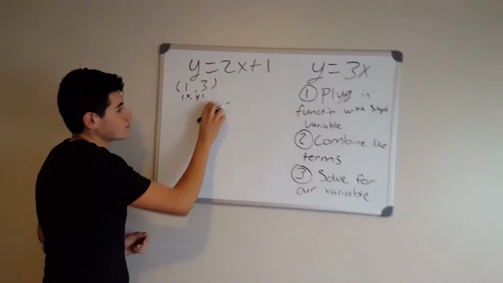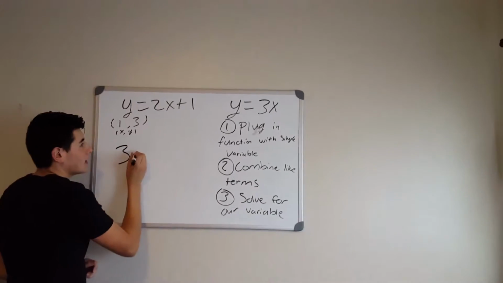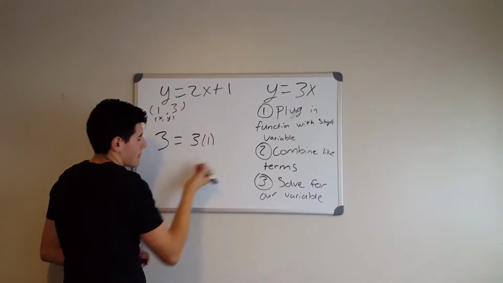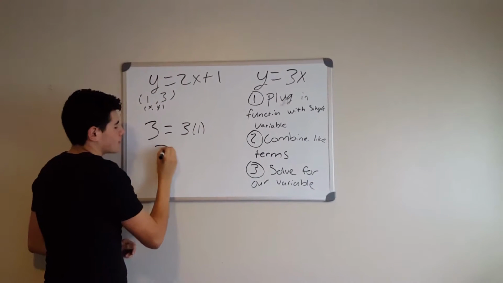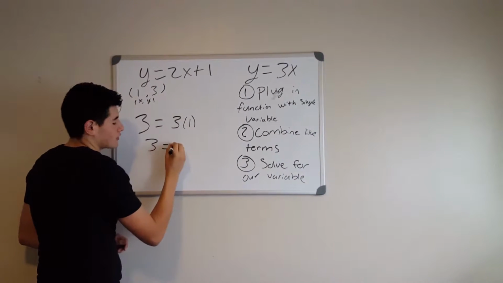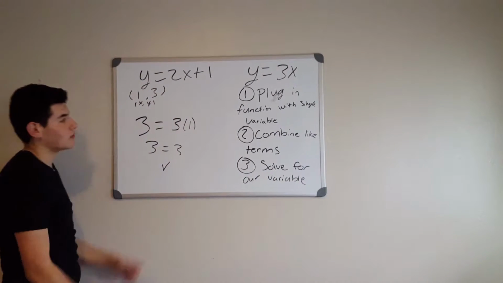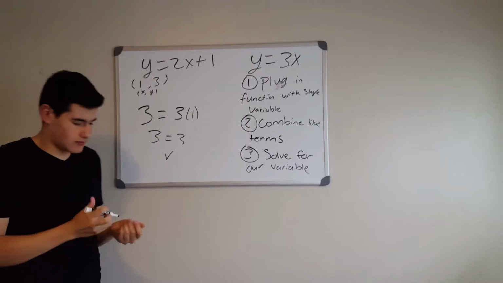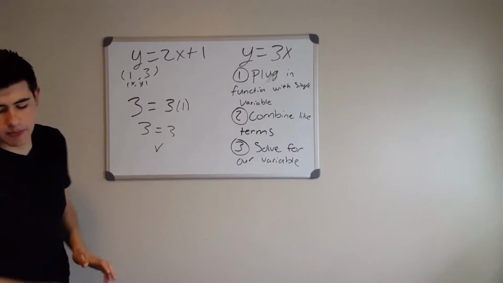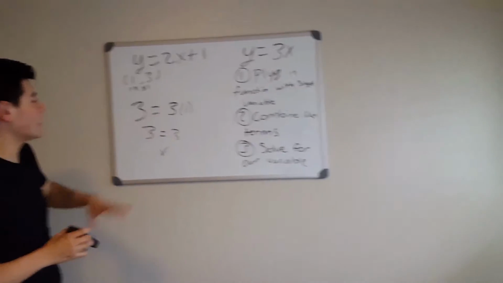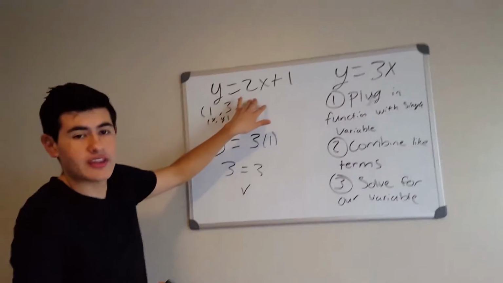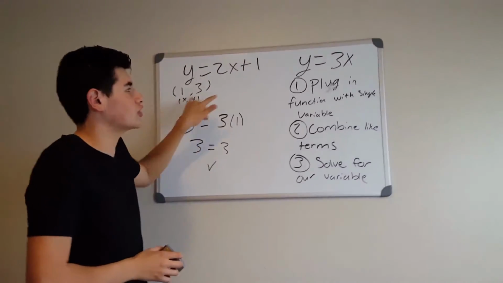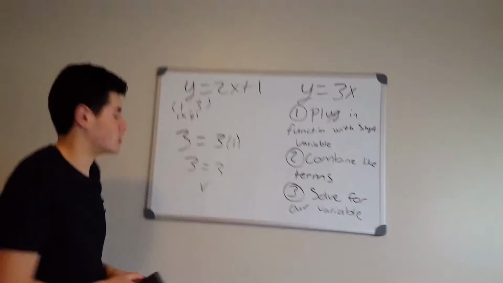Now we'll start for y is equal to 3x. Okay. So we have 3 for y is equal to 3. We plug in that 1 for x. 3 is equal to 3 times 1 is 3. That checks out as well. Then that means that this ordered pair, this point on a plane, is true for this, and it's true for this. Therefore, it is the solution for the system of equations.